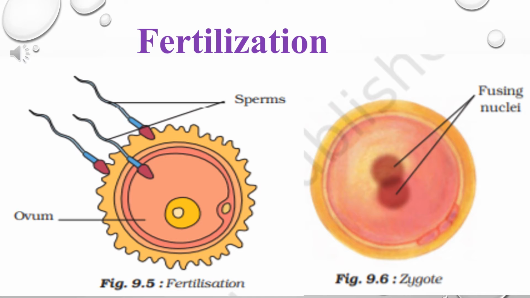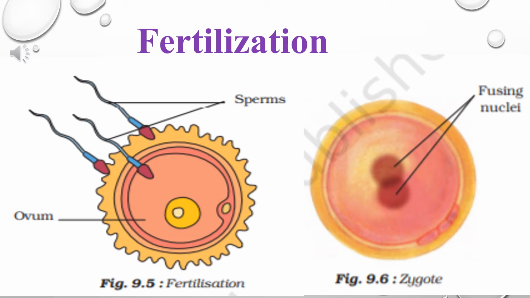The first step in the process of reproduction is the fusion of sperm and an ovum. When sperms come in contact with an egg, one of the sperms may fuse with the egg. Such fusion of the egg and the sperm, that is the male and female gametes, is called fertilization. We all know that. Then, during fertilization, what happens? The nuclei of the sperm and the egg fuse to form a single nucleus.